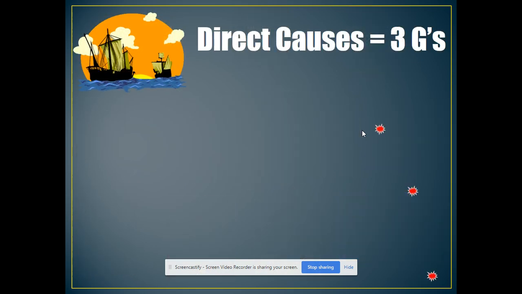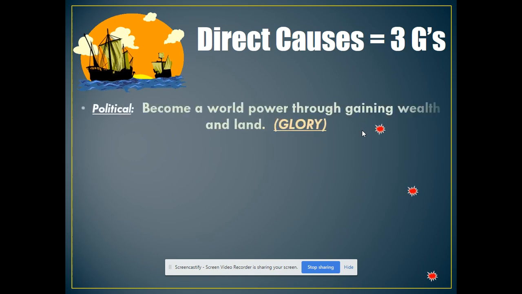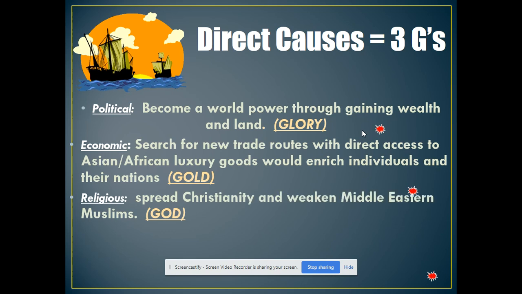Okay, so let's look at what a lot of times you learned in like eighth grade history. Okay, the three G's: gold, God, glory. All right, yeah, you can remember gold, God, and glory all you want, but if you don't know what they're actually referring to, then it's worthless. Okay, so the glory part, political. Okay, this competition, they want to become a world power.